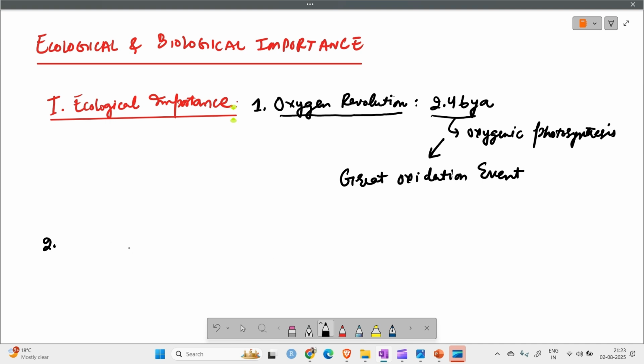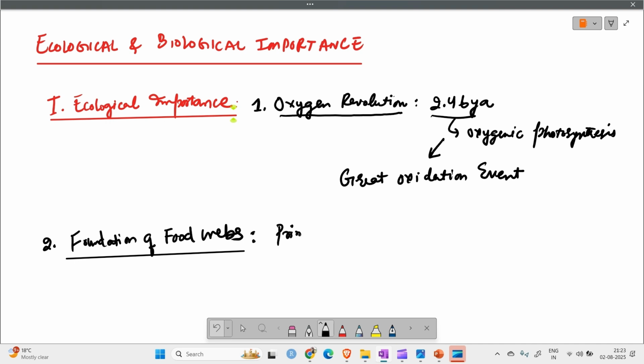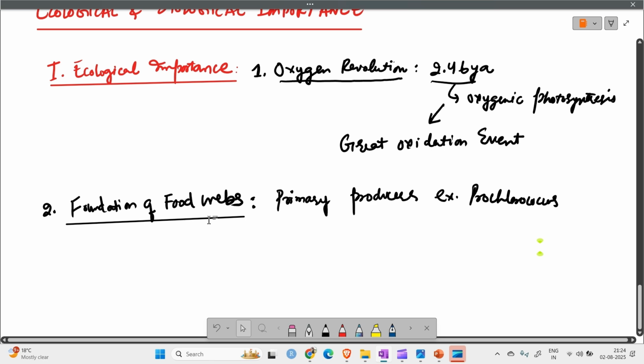Second, foundation of food webs. Cyanobacteria are called primary producers of the ecosystem because they are a crucial base for food chains in many aquatic environments. Tiny marine species like Prochlorococcus perform more than half of the photosynthesis in the open ocean, and thus produce a lot of oxygen and nourish marine life.